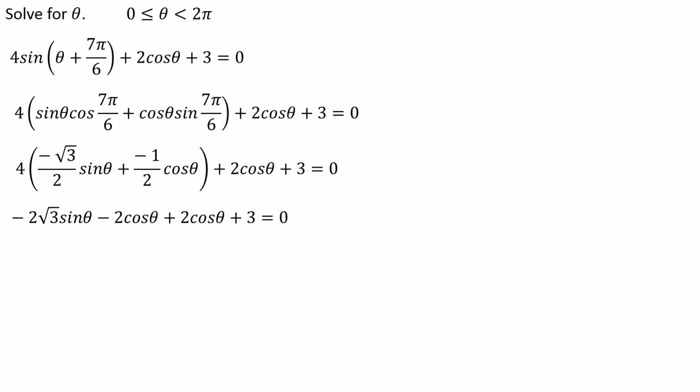So I can use the distributive property. 4 times negative root 3 over 2 becomes negative 2 root 3. 4 times negative 1/2 becomes negative 2. Oh, looky, looky. Negative 2 cosine theta, positive 2 cosine theta, those will cancel out.